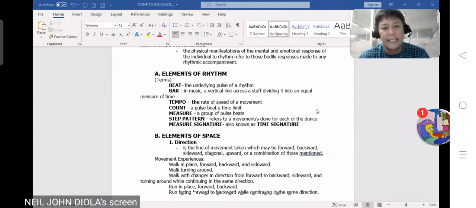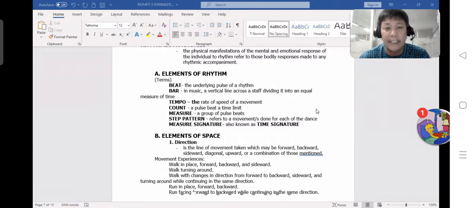The next is the count, which means the pulse beat to a time limit. And remember, guys, when we talk about counting in dancing or in rhythmic activities that include rhythmic gymnastics, your counting should be uniform, but not uniform all throughout. It depends on your creativity and your choreography. Kung mag-8 counts mo, the following sets of routine, you will do also another 8 counts.